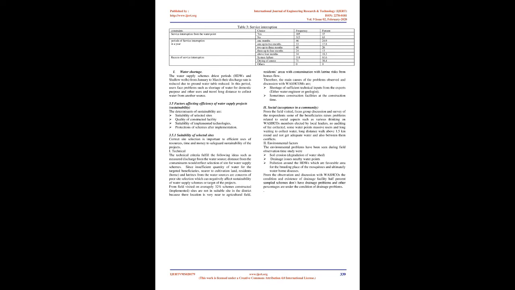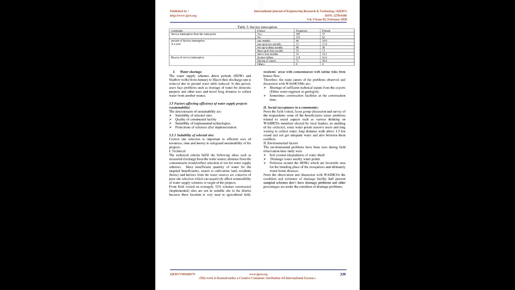3.5 Factors affecting efficiency of water supply projects. Sustainability. The determinants of sustainability are: suitability of selected sites, quality of constructed facility, suitability of implemented technologies, and protection of schemes after implementation. 3.5.1 Suitability of selected sites. Correct site selection is important for efficient use of resources, time, and money to safeguard sustainability of the projects.